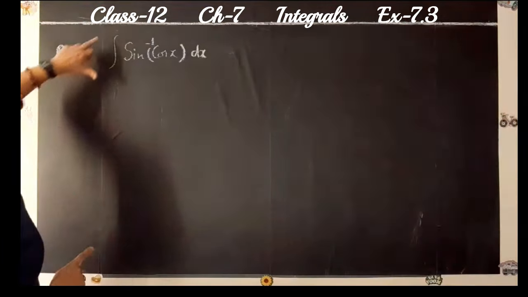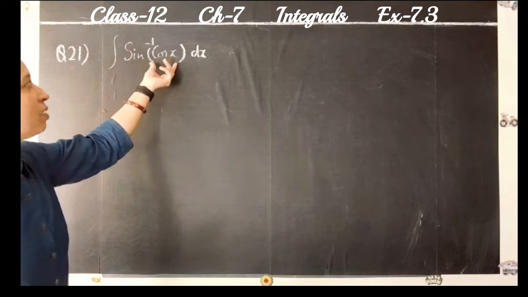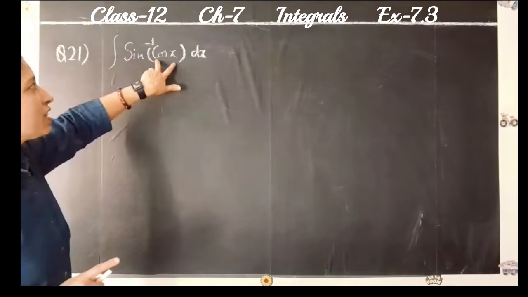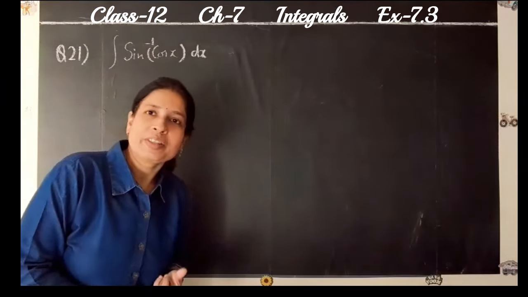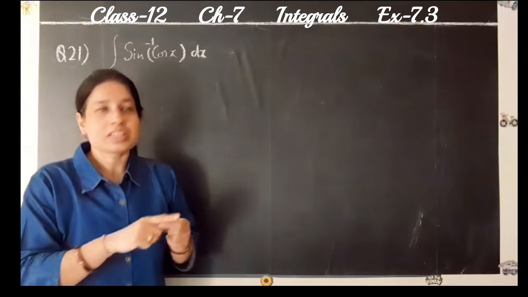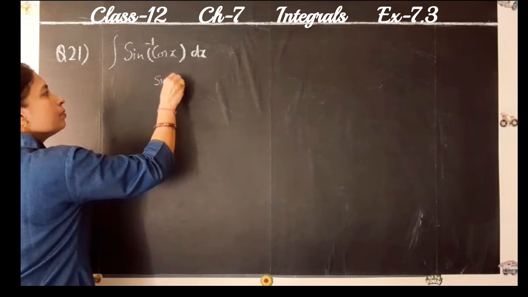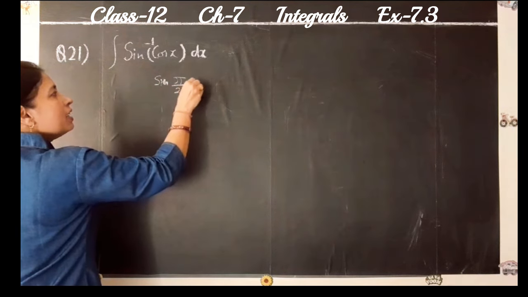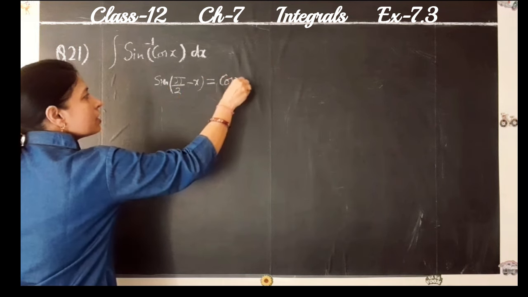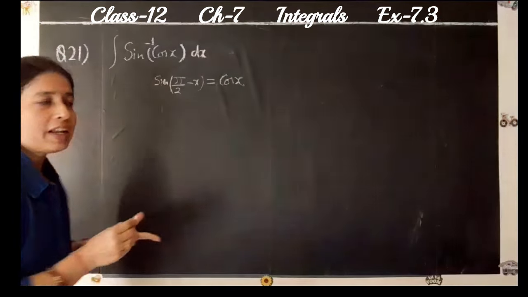Question number 21. It is integral of sin inverse cos x. Here it is given cos x and this one is sin inverse. So first we convert this cos x into sin form. And we know that sin of pi by 2 minus x is cos x. So in place of cos x, we can write sin of pi by 2 minus x.